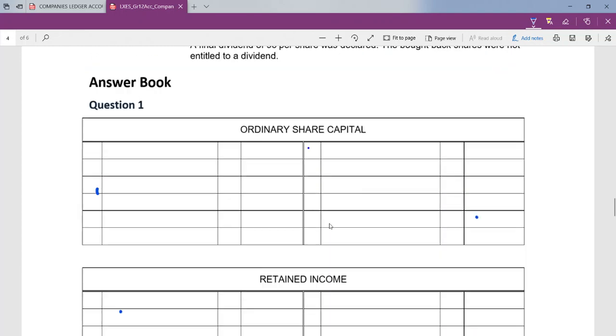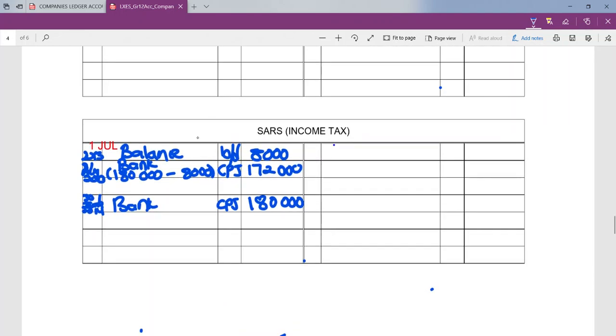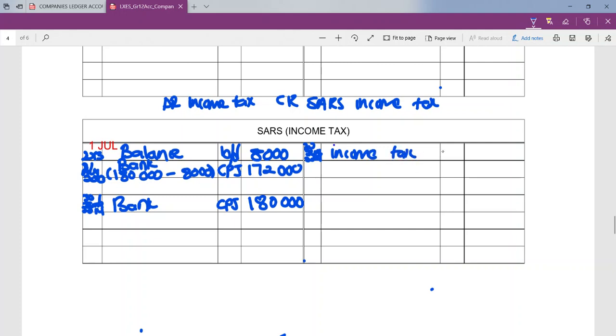So what we're going to do, we'll then go to the SARS income tax account. Remember, in this case, income tax is an expense, so it means whole income tax is going to be debited. We'll debit income tax, and then we'll credit SARS income tax, okay? Then this means that we are going to come on this side at the end of the year. I think it's 30 June 2014, and then we'd have income tax here. Remember, this is from the general journal, and then we will need to do calculations.